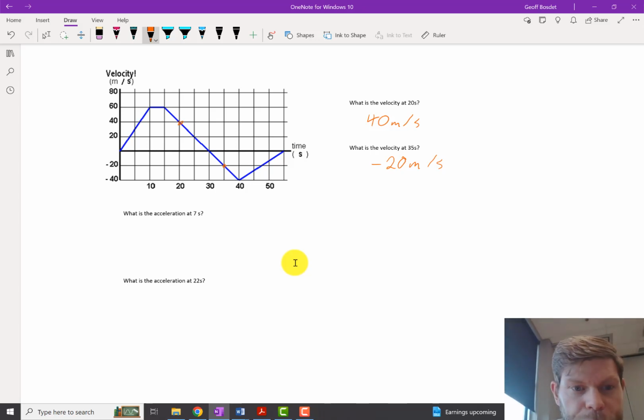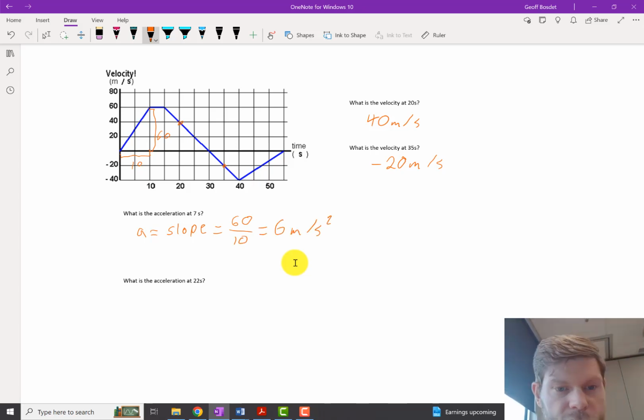to solve for slope. So I'll just say, hey, A equals slope, which is our rise, which looks like 60, divided by our run, which is 10. So if we do 60 divided by 10, a rise over run, we get 6 meters per second squared in the positive direction.